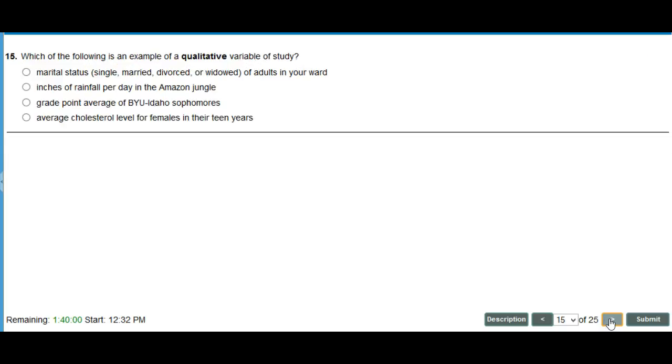Question 15. Which of the following is an example of qualitative variable of study? Marital status, single, married, divorced, or widowed, of adults in your ward. Inches of rainfall per day in the Amazon jungle. Grade point average of BYU Idaho sophomores. Average cholesterol levels for females in their teen years.